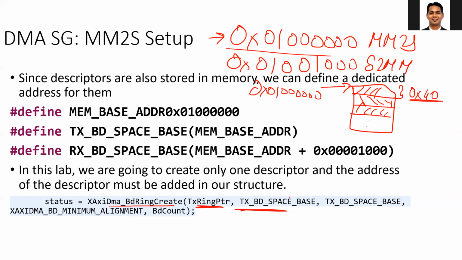So we will give the base address, which is this one. We'll give the same for the virtual and the physical address, which is the same in our case. Then the minimum alignment, which is the minimum size of each BD, and the BD count. In our case, it is only one because we are going to use only one BD. So we will give it, and this structure will be updated.